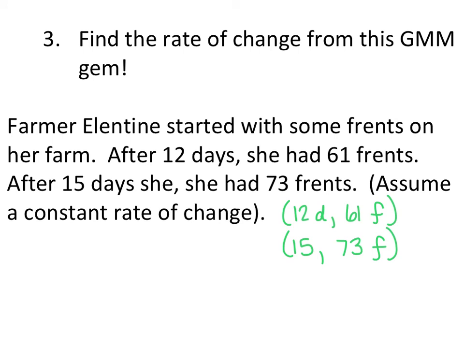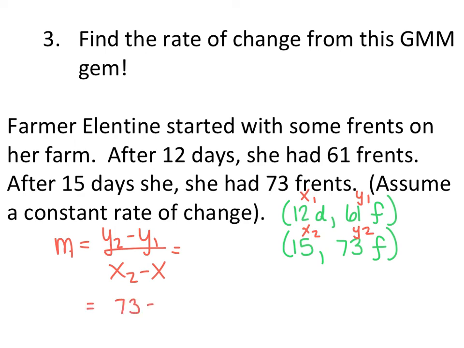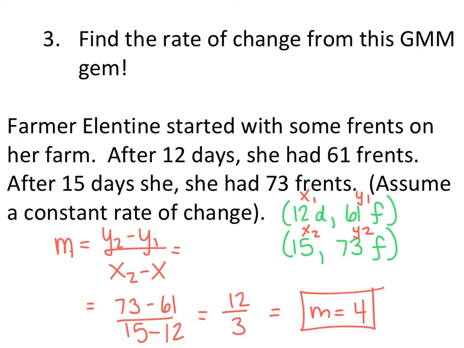So to find our rate of change, we're going to do m is equal to y2 minus y1 over x2 minus x1. And you're going to substitute. It does not matter which one you call point 1 and which one you call point 2. The way I have them numbered, this would be 73 minus 61 over 15 minus 12, which gives me 12/3, or a slope equal to 4. This would be a pretty steep line.